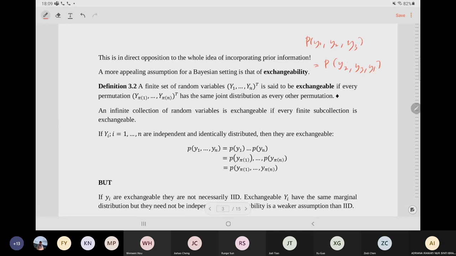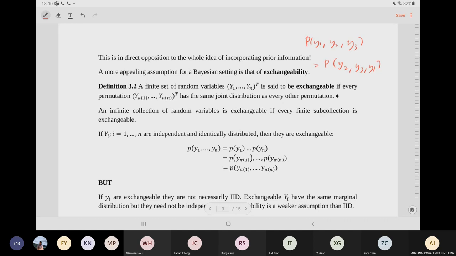Okay, so we define exchangeability as the joint distribution of each different ordering of Y1 to Yn being the same. Even if you change the ordering, the joint distribution should be the same. Okay, and an infinite collection of random variables is exchangeable if every finite subcollection is exchangeable.